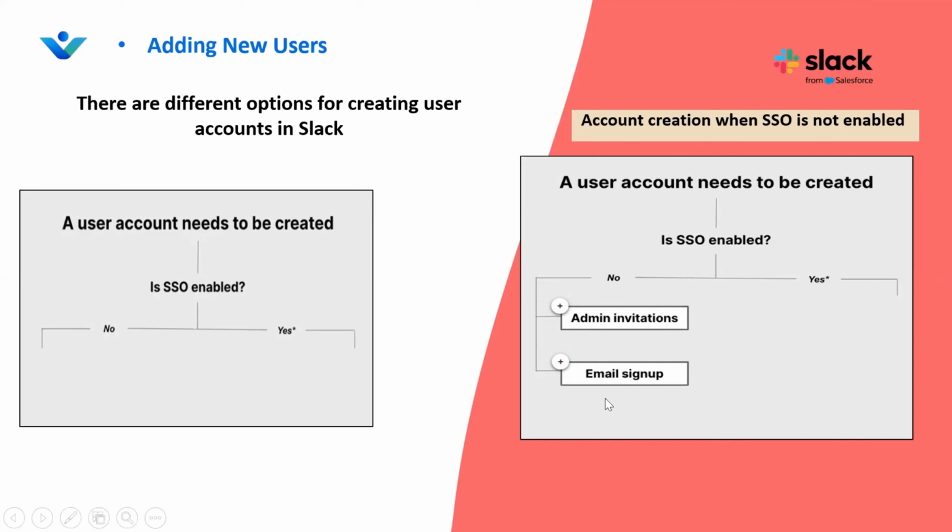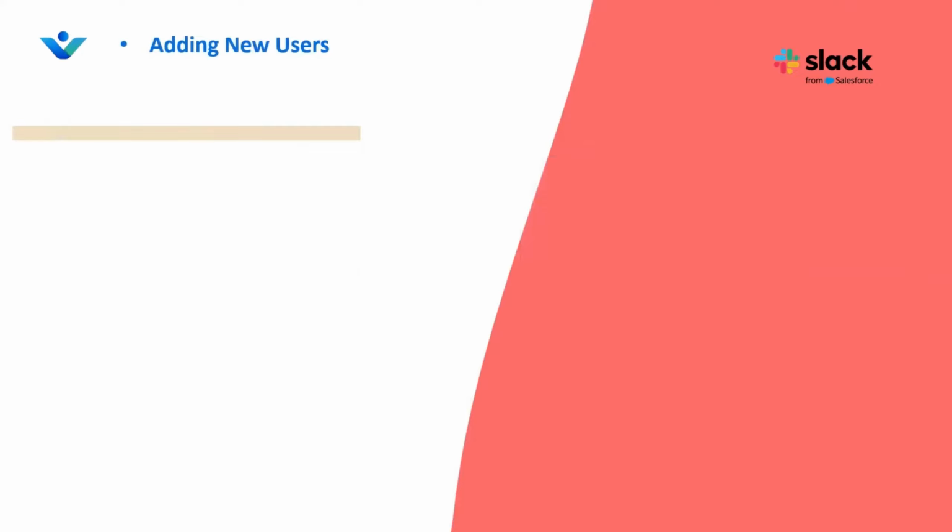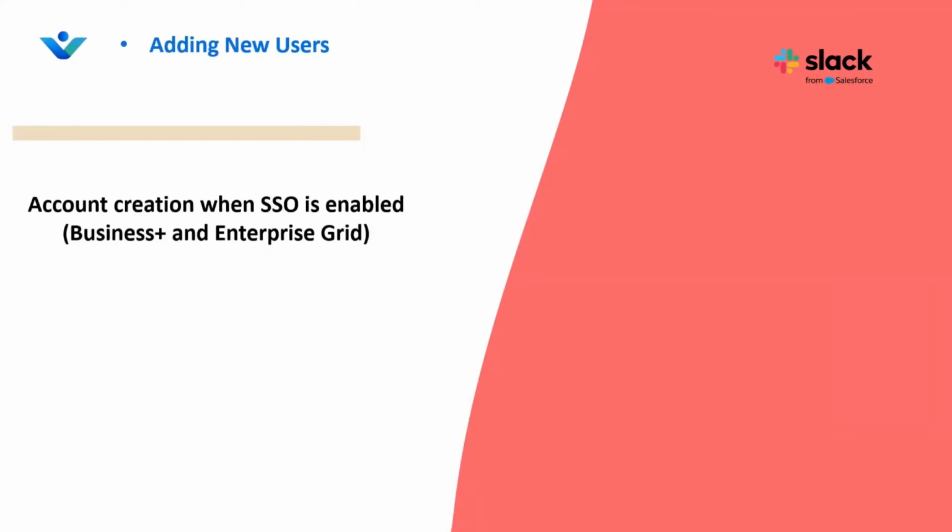Another one is email sign up. Both can enable self-registration to allow people with an email address from a specific domain. People can do this by clicking on the workspace sign-up link, or by entering their email address on the sign-in page. As we understood when it is disabled, let me explain if it's enabled.